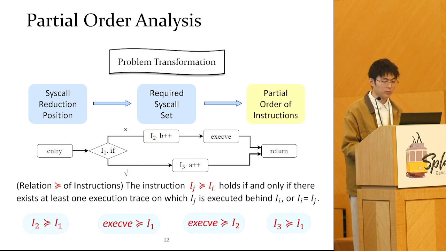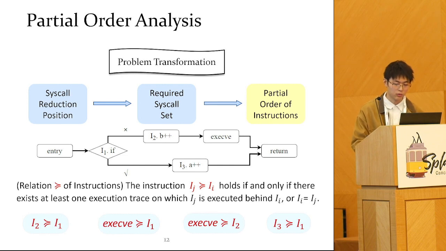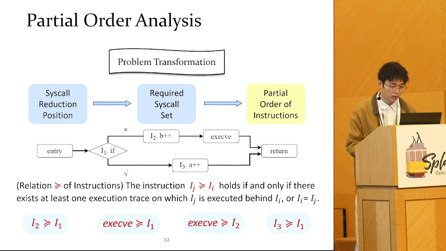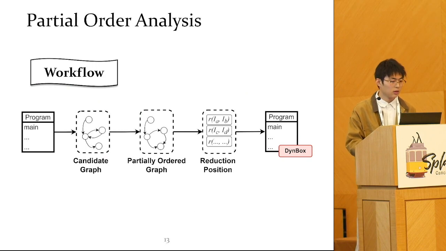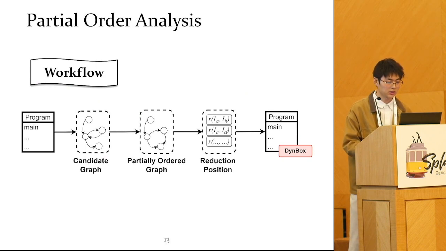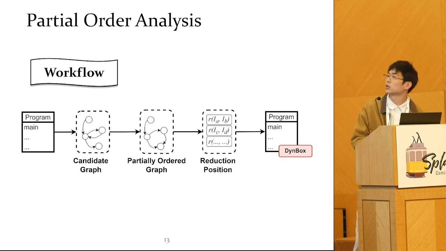most one determined relation, we can easily identify all the syscalls invoked after any instruction, thereby resolving each instruction's required syscall set. For instance, we resolve the successor relation of I1, I2, and I3 and execve, finding that the execve will not be invoked after I3. Therefore, the main intuition of partial order analysis is to establish the partial order relation of instructions.